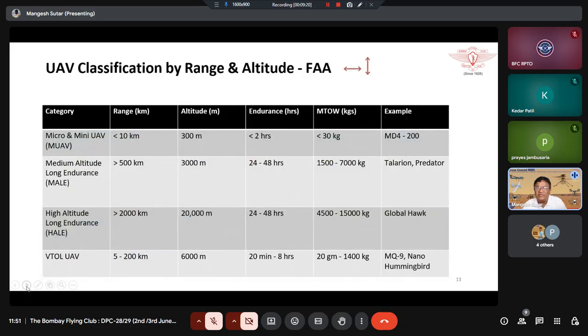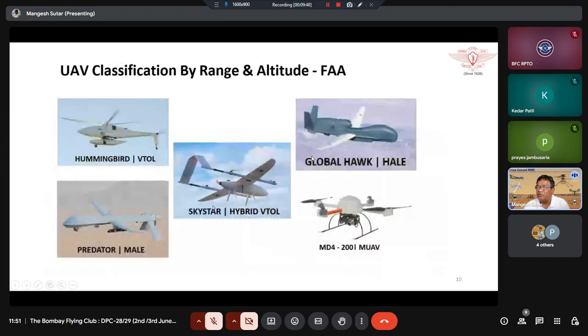MUAV is nothing but micro or mini UAV. Again, they follow range and altitude. Their range can be less than 10 kilometers. Their altitude will be only 300 meters. Their endurance is 2 hours, and their maximum takeoff weight is within 30 kg. So an example is MD4. This is what we are talking about, a small quadcopter.